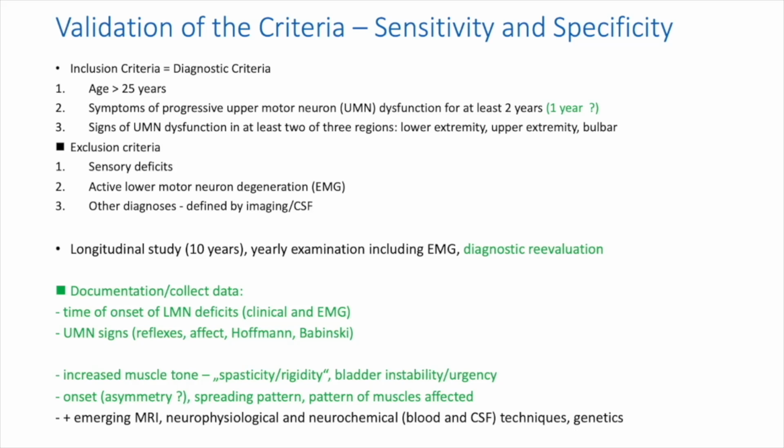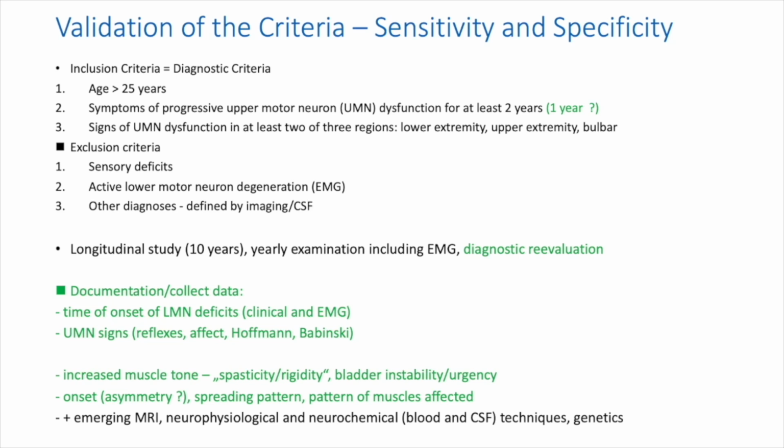So we need a longitudinal study, it's clear, a yearly examination, and of course a diagnostic re-evaluation if we find another diagnosis to test the specificity. We also need to document the time of onset of lower motor neuron deficits, clinically and EMG, and I think we should document, and that has rarely been done, at least to my knowledge, the upper motor neuron signs and their relation, reflexes, affect, Hoffman signs, Babinski sign, and related to another well-accepted upper motor neuron sign, increased muscle tone. May it be spasticity or rigidity, like Strümpel said.